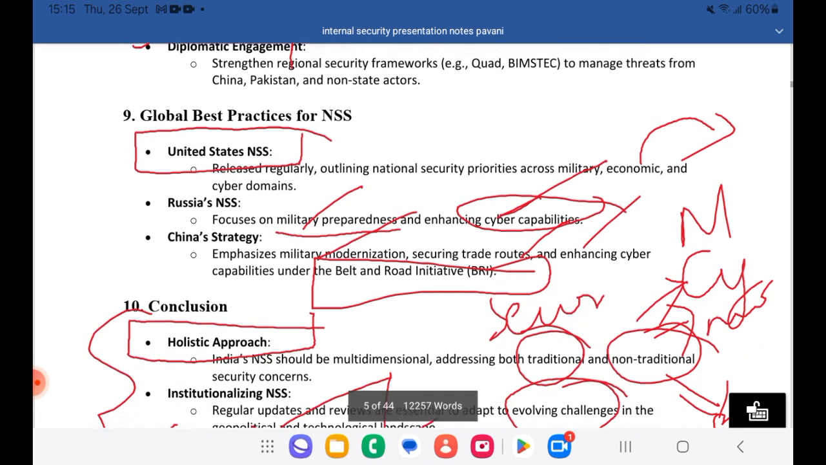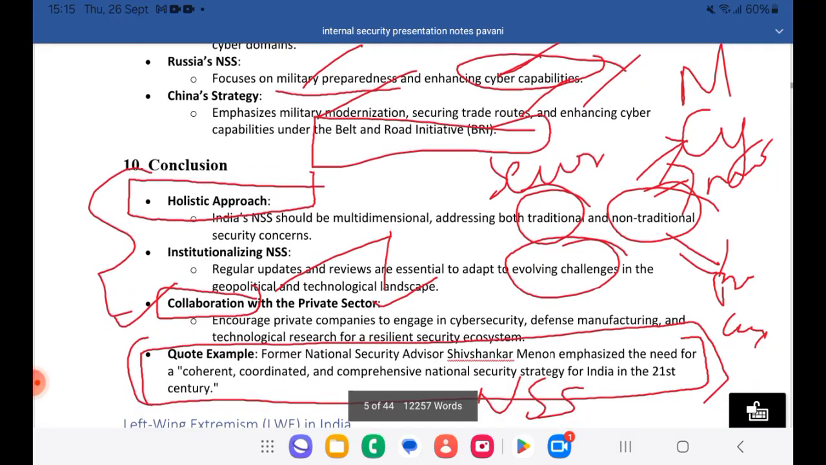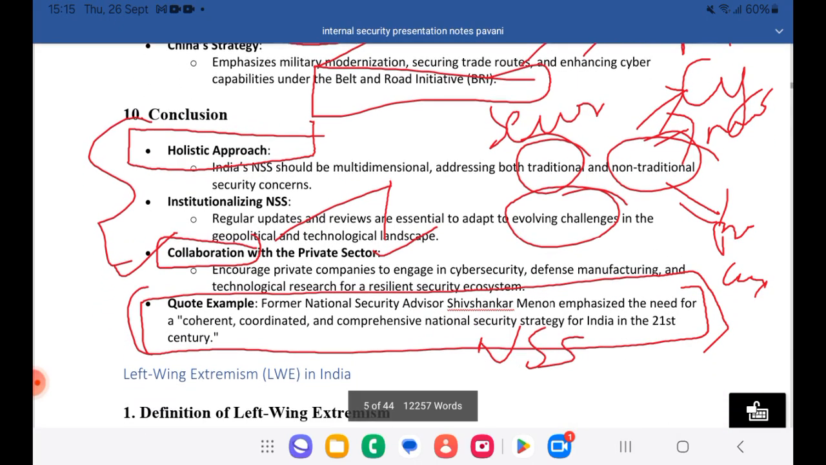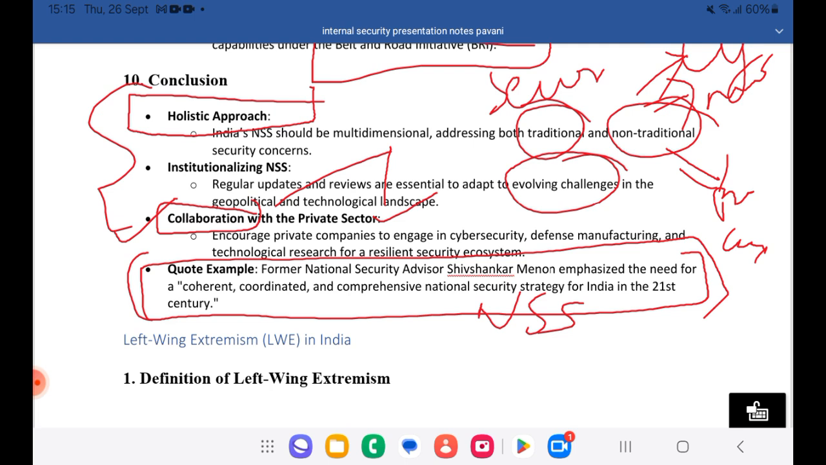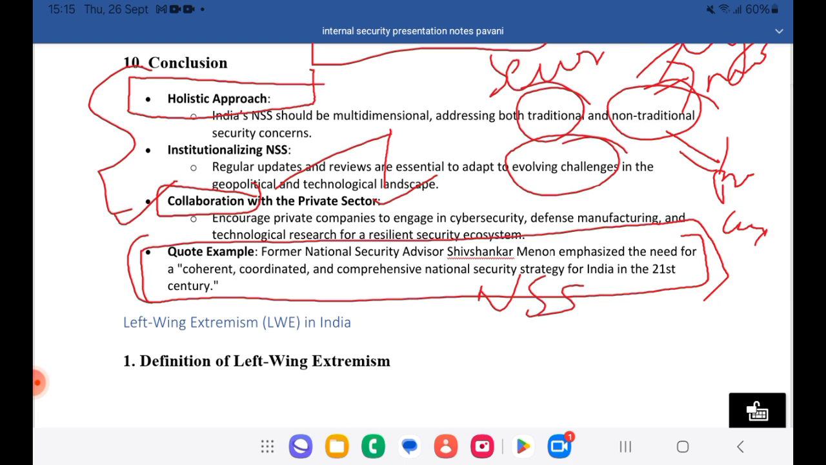Then we also seen the best practices for NSS across the world, such as US, Russia and China. Then we concluded we should have a holistic approach in framing NSS, and also we should focus on institutionalizing NSS, and also focus on collaboration of the private sector too. So finally we ended with Shiva Shankar Menon's quote, that is coherent, coordinated and comprehensive national security strategy for India in 21st century. So this is all for the revision part.